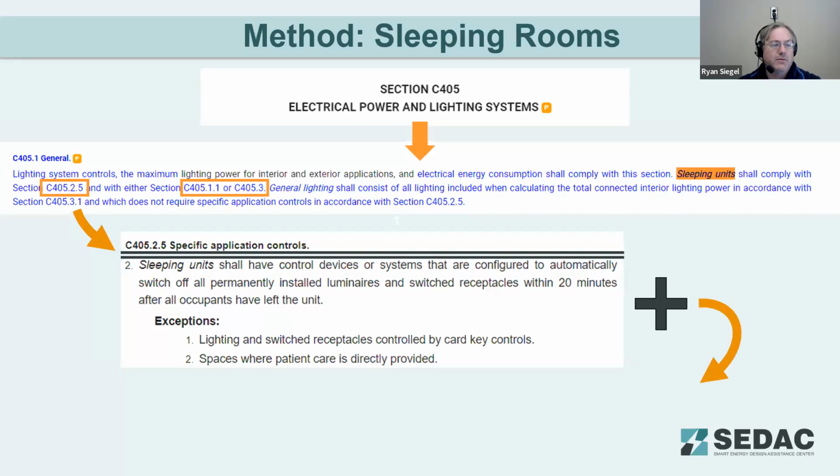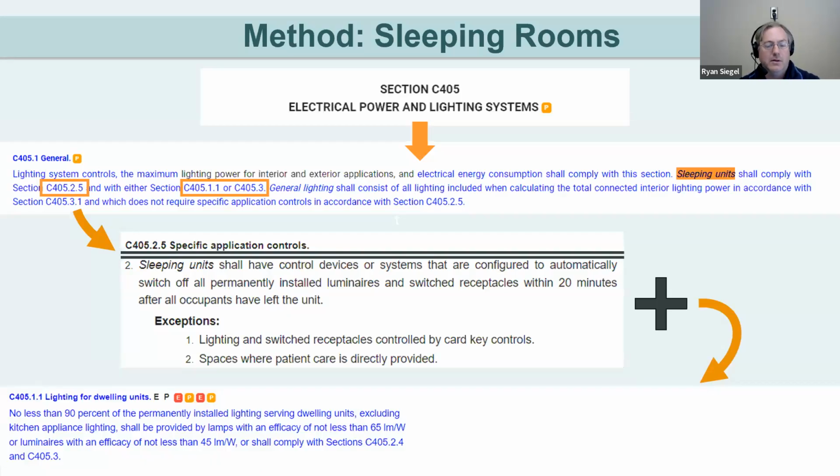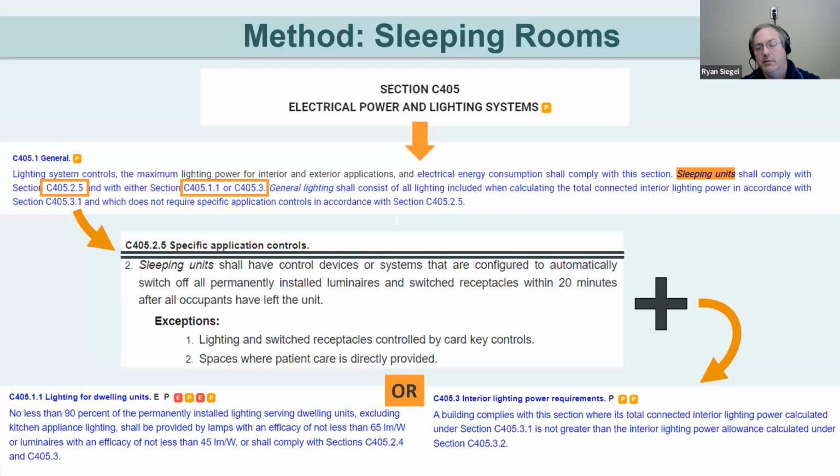And from there, we need them to have no less than 90% high efficacy lighting. Or the other one is going to be meeting the interior lighting power. So either we need to have our controls and high efficacy lighting in at least 90% of the fixtures, or we've met the interior lighting power density with that.